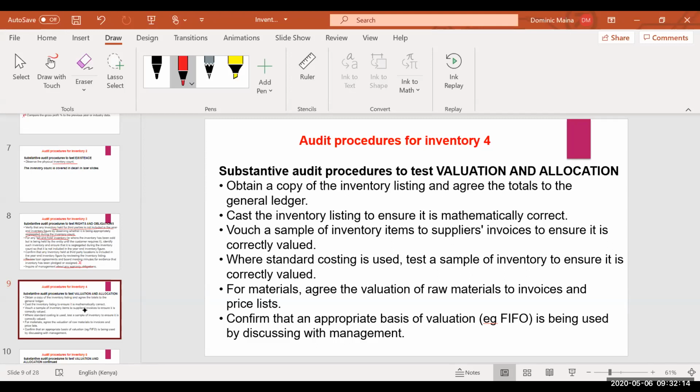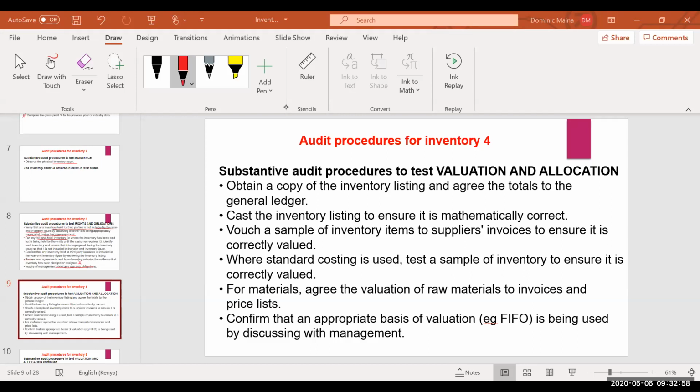Now, one of the procedures you can carry out as an auditor when testing whether the company has done the allocation in the appropriate manner is to obtain a copy of the inventory listing and agree the totals to the GL. If you remember, at the beginning, as an auditor, you get the test count and agree the test count with the inventory listing. The inventory listing is what the company has recorded in whatever system they are using as part of the inventory.